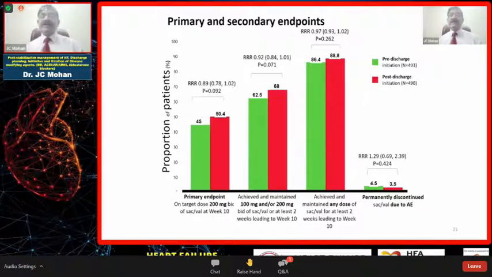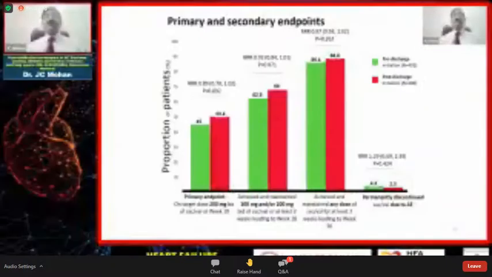Whether you start pre-discharge or post-discharge, some amount of ARNI, the patient can be on nearly 90% of the time at the end of 10 weeks. And at least what I would call medium to optimal dose can be given to 2/3 of the patients by 10 weeks. This is a very encouraging thing which tells us that we must shun hesitancy and inertia and try to give ARNI.